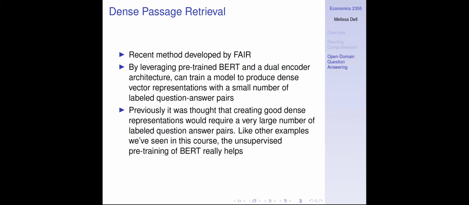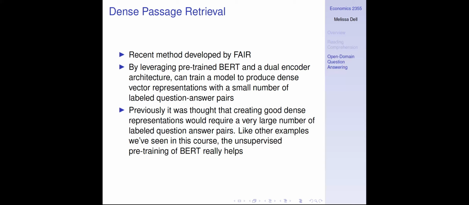And so people just kept using the sparse representation, but the insight of this paper, this framework, is that like other examples we've seen in the course, the unsupervised pre-training of BERT really helps. If you can leverage pre-trained BERT, you can train a model to produce dense vector representations with a relatively modest amount of labeled question answer pairs. By leveraging the pre-training of BERT, which is totally unsupervised, you're able to fine-tune it to your supervised task with a relatively modest number of labels. And this is a theme in everything that we've seen, that pre-training of BERT really makes a big difference in terms of what you're able to do.